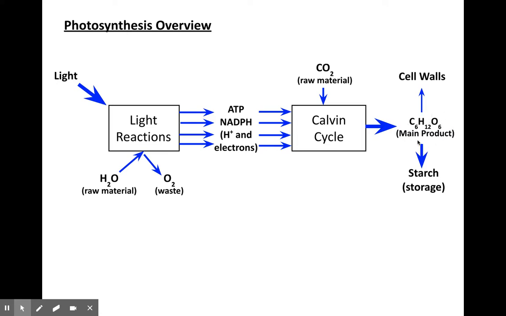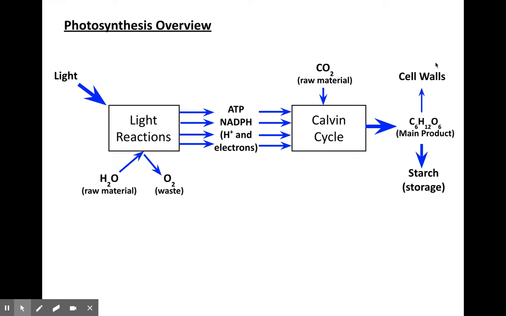G3P turned into glucose. Now, what does the plant do with that glucose? It can make cell walls that help it grow. It could store it as starch. And of course, we've talked about the other things that can be made: proteins, amino acids, and lipids. All can be made from G3P.